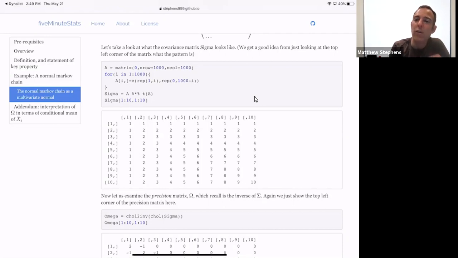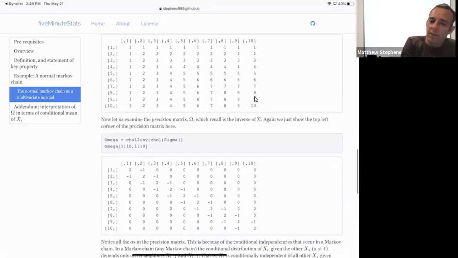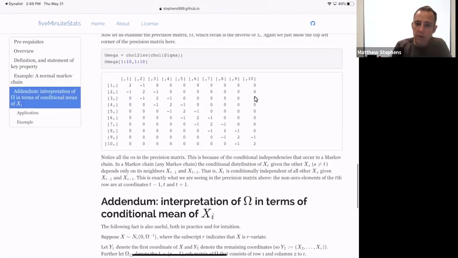Okay, but let's look at the precision matrix now. We're just going to take the precision, the inverse of this matrix, and look at what it looks like. It's got lots of zeros in it, and that's because of this conditional independence property. Remember that omega ij is 0 if xi and xj are conditionally independent given all the other xi's.